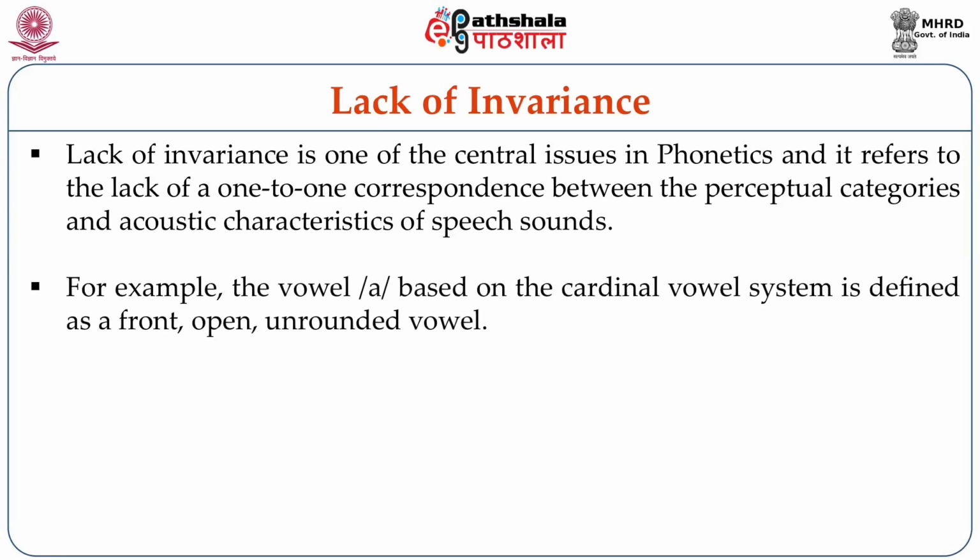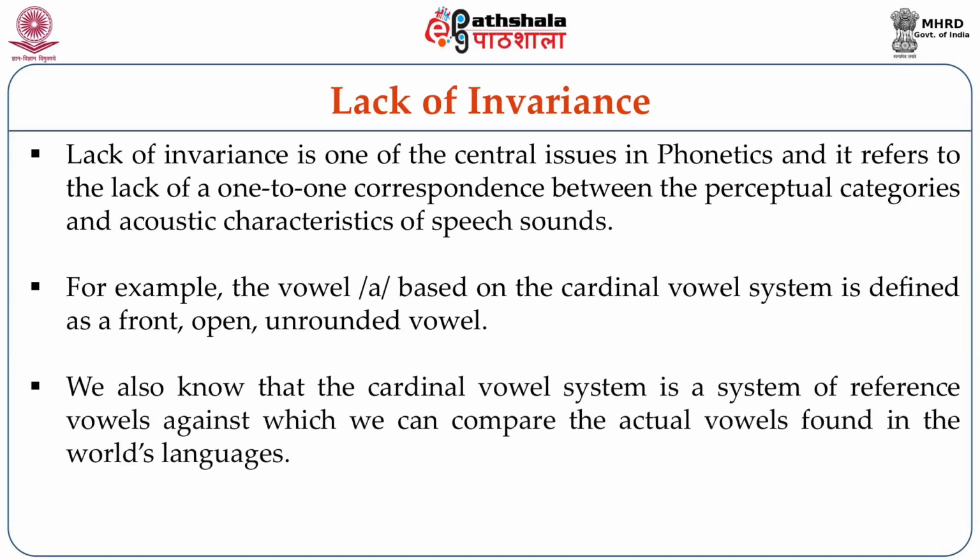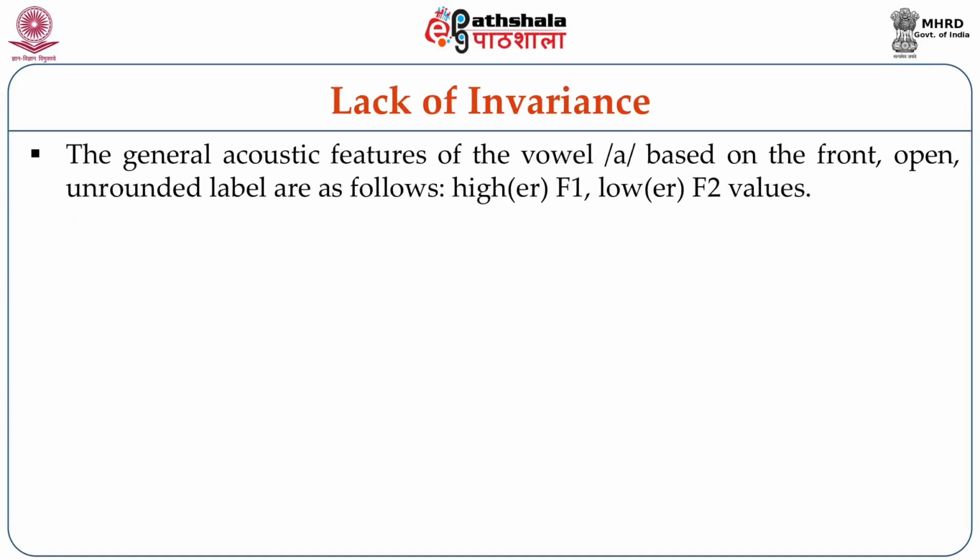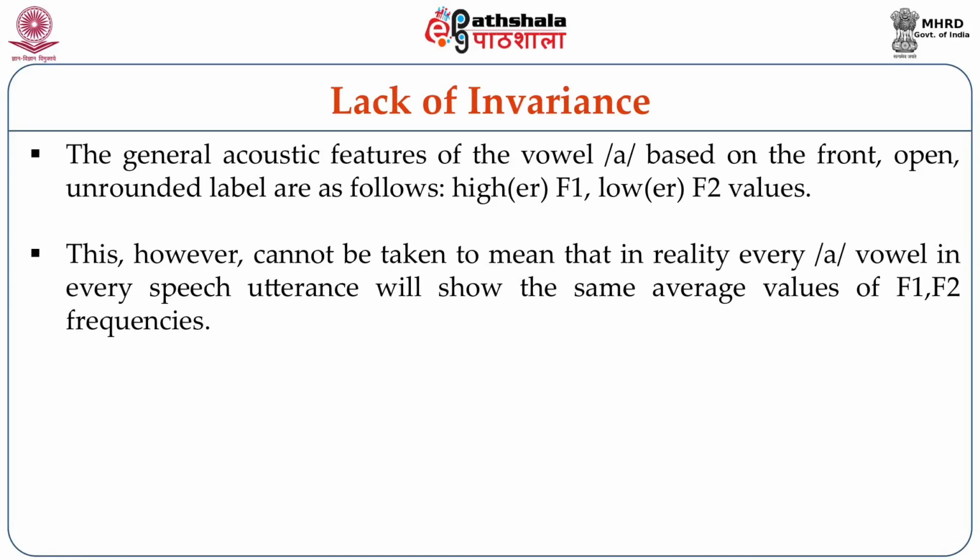For example, the vowel [a], based on the cardinal vowel system, is defined as a front, open, unrounded vowel. We also know that the cardinal vowel system is a system of reference vowels against which we can compare the actual vowels found in the world's languages. The general acoustic features of the vowel, based on the front open unrounded label, are as follows: a high F1, a low F2. This, however, cannot be taken to mean that in reality, every [a] vowel in every speech utterance will show the same average values of F1, F2 frequencies.